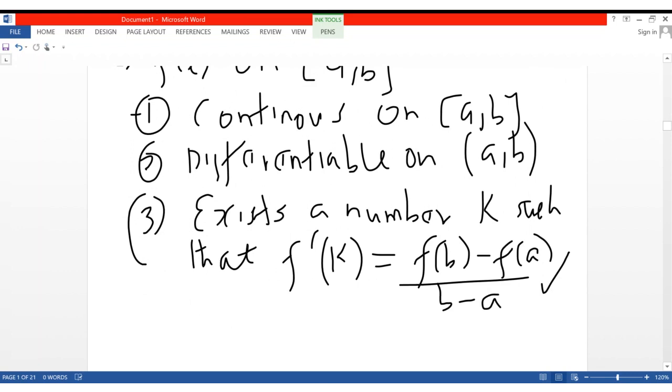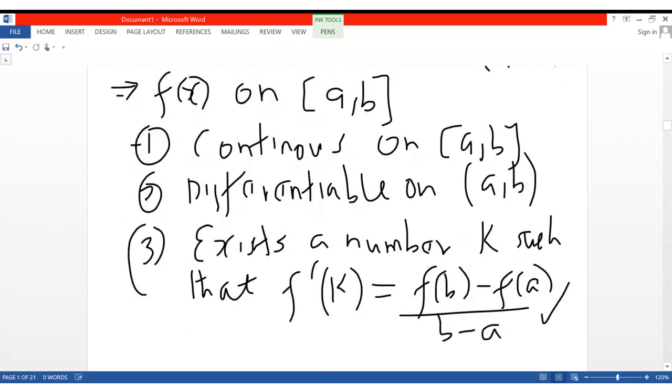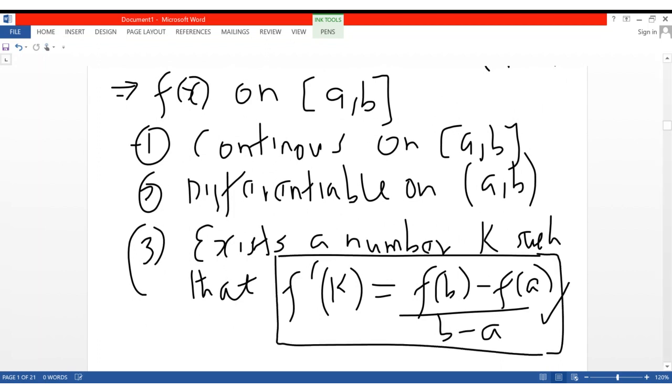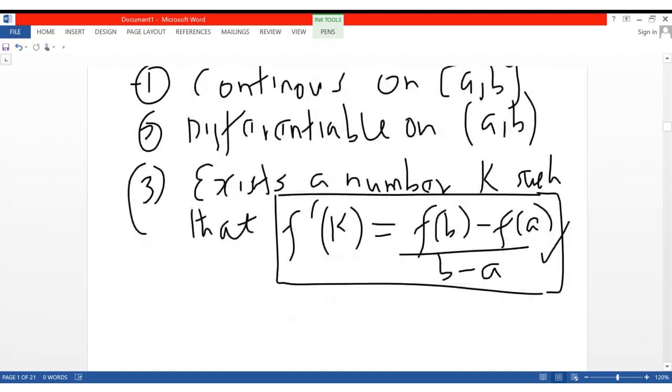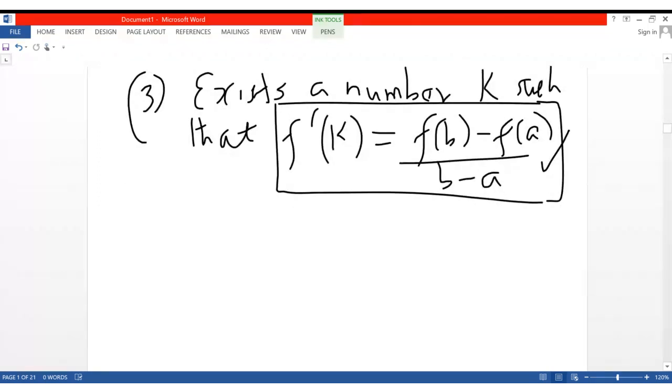So on the MVT, mean value theorem, we don't check if f of a is equal to f of b, we just go and apply the formula. So there will always exist a number k between a and b, such that f prime of k is given by f of b minus f of a over b minus a. This is the formula you need to remember if you want to do the MVT. It's a bit different from Rolle's theorem that we have done.